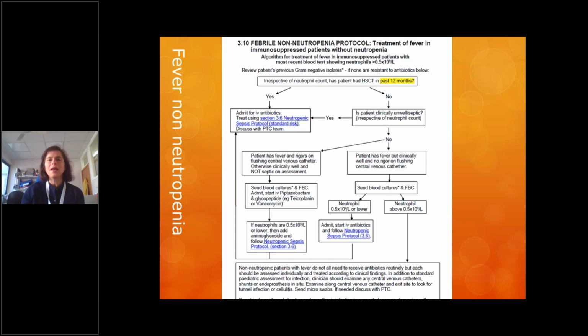Okay, but if the child has not had a hematopoietic stem cell transplant, then that's where your clinical judgment is the most important. If the patient is well, then they do not necessarily need IV antibiotics. They do need to be investigated for infection, so they still need a blood culture, they need a urine culture if appropriate, they need an MPA if appropriate, but they don't necessarily need antibiotic treatment. You can always, again, discuss either with your primary treatment center or with microbiology.